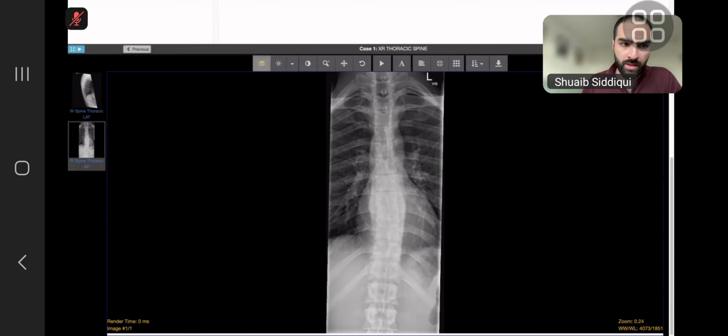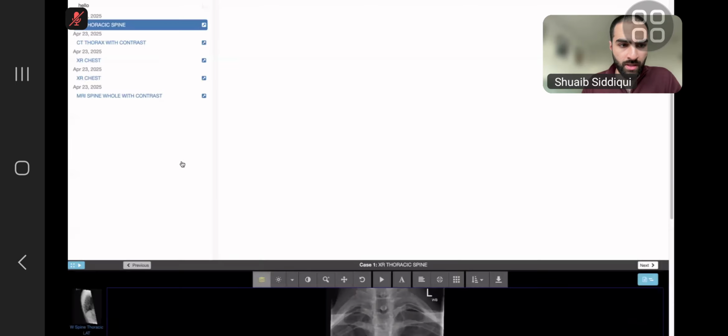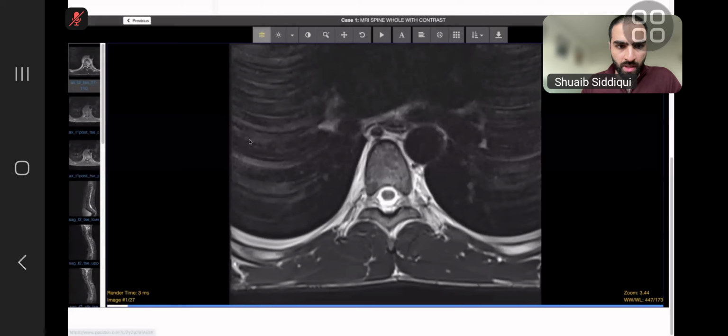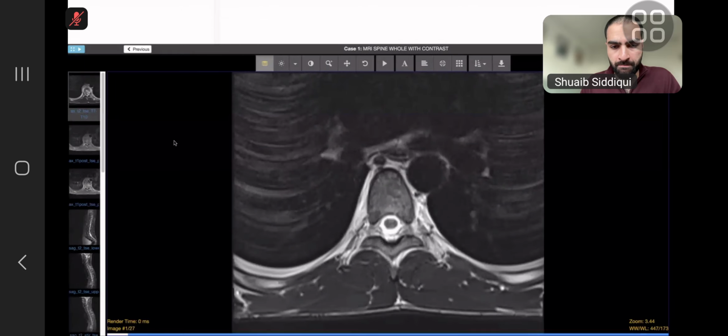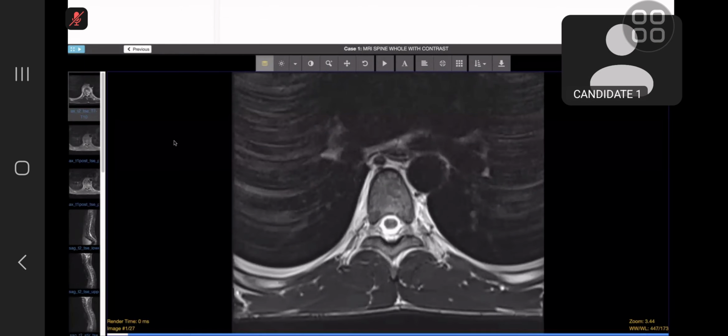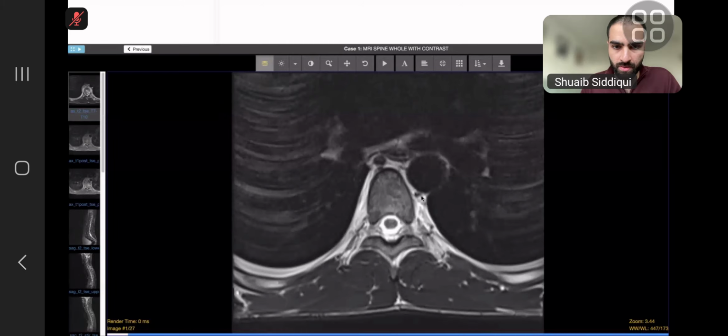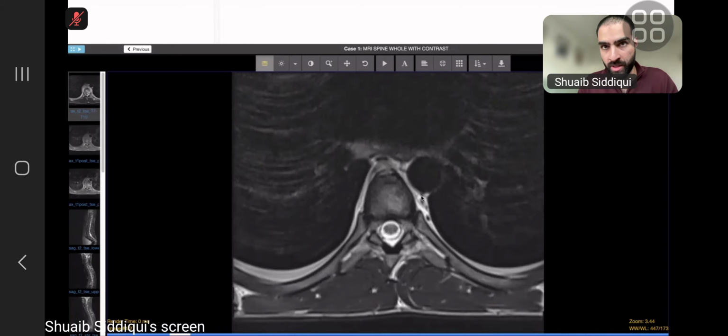Okay, that's fine. Let's have a look at the spine as you've said. So what sequence would you like? So I would like to look at the T2 images actually. Axial T2. Yes, sir. Okay, here you go. You should have control, so please take it away.